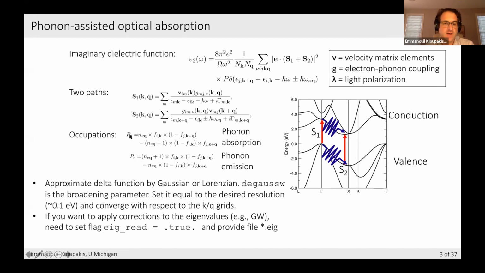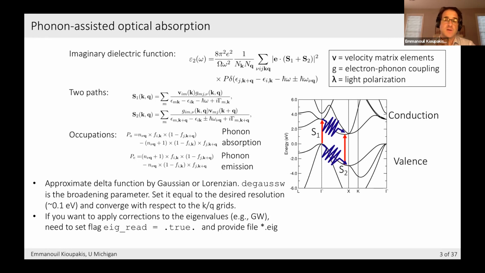And last but not least, we also have to account for the occupation numbers. You always need to ensure that you go from occupied to empty states, but also that you account for phonon absorption and phonon emission. For every case, say absorbing a phonon, you need to have a phonon, you need to go from an occupied to an empty state, and you also need to subtract the opposite process, because the net rate is the rate of going up minus the rate of going down. Similarly for phonon emission.